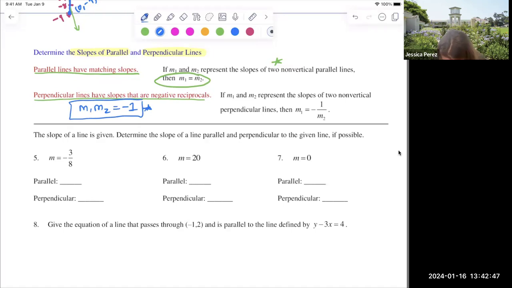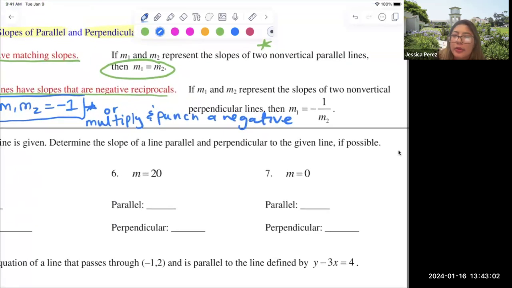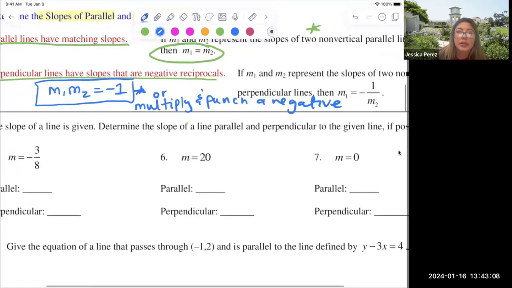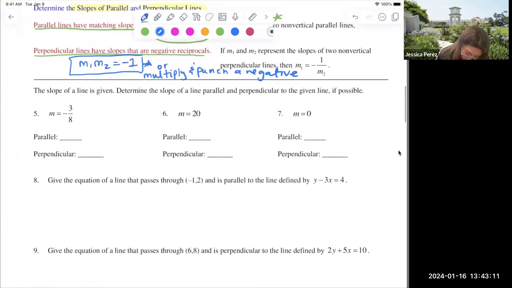You could do that, or multiply and punch a negative. So I'll show you how that's done. See how this one's flipped. m1 equals -1 over m2. So you multiply by a negative and then you flip it. So we'll start with a parallel. If we're given m, how would we know what would be the parallel slope? Well, the same value, -3/8. What about a perpendicular? Well, if m is -3/8, the perpendicular would be m equal to, flip it. So you flip it.